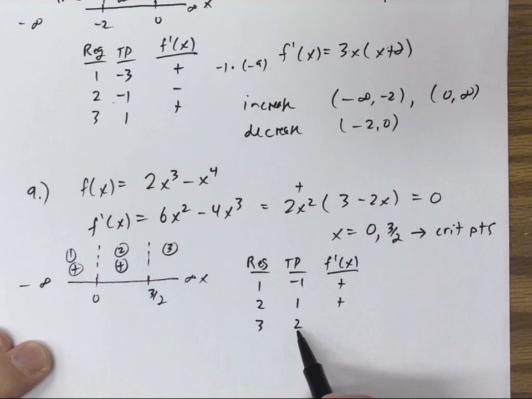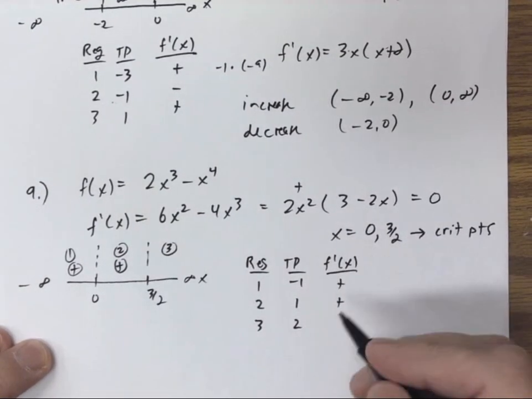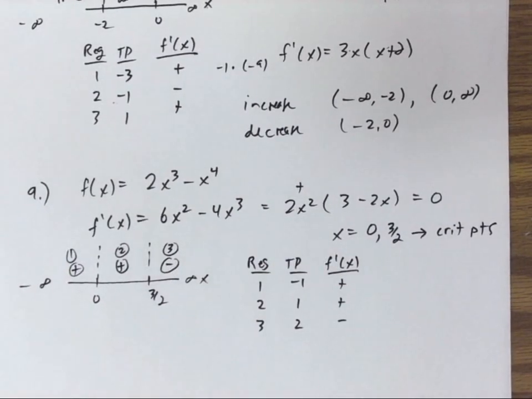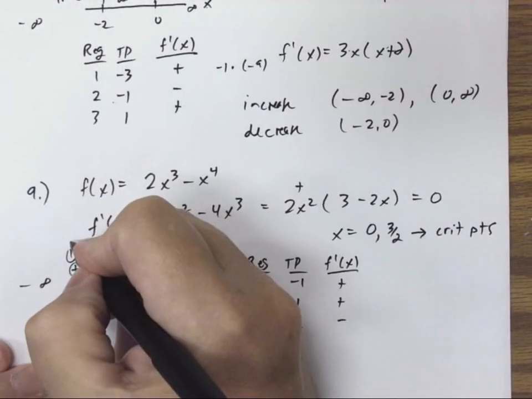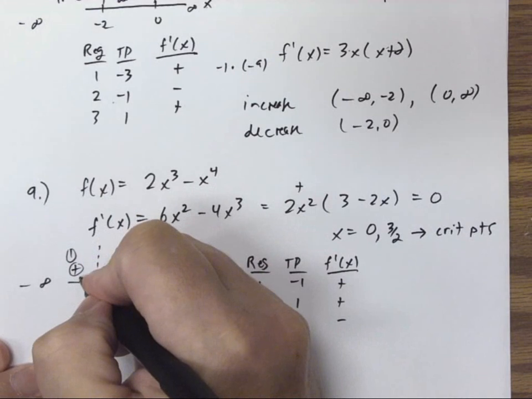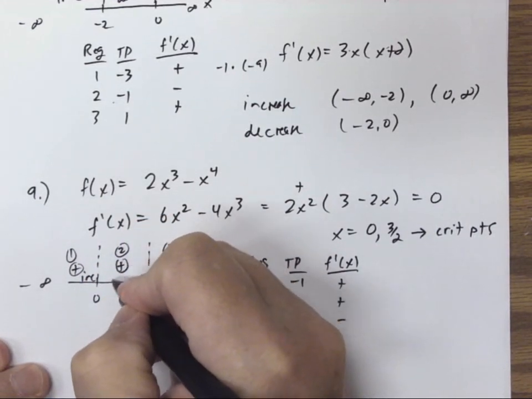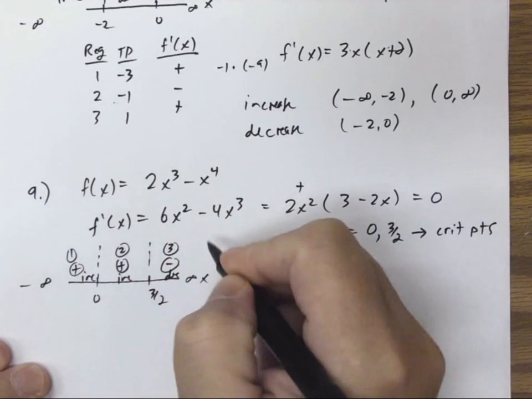I'm going to plug in 2. I get 3 minus 4. This is negative times a positive. So region 3 is negative. So what do I have here? If you think about it, if region 1's increasing, but region 2, since the slope is positive, that's also increasing, and then region 3 is decreasing.